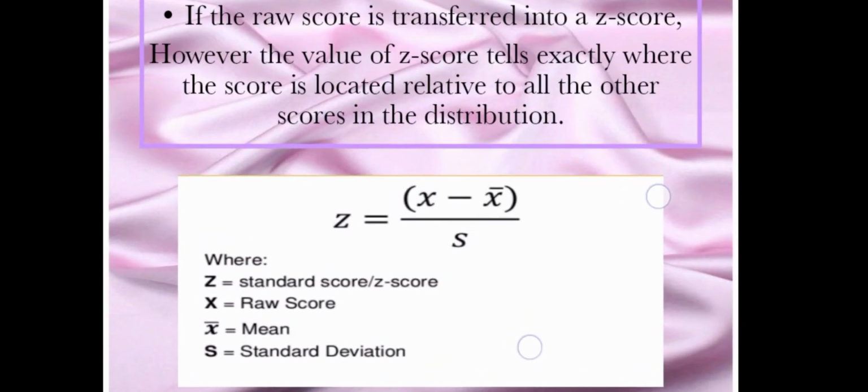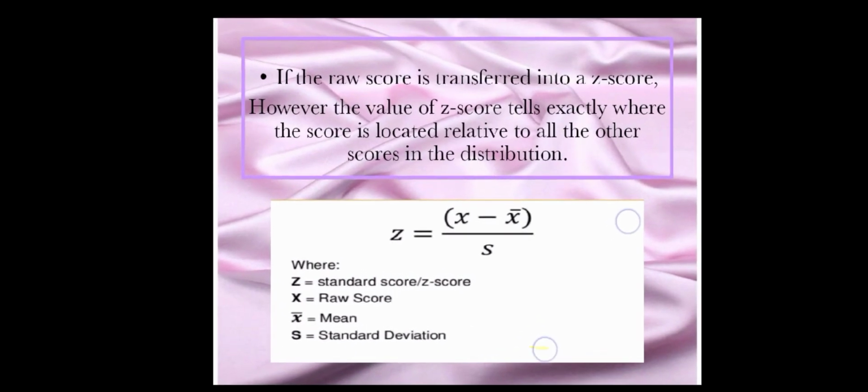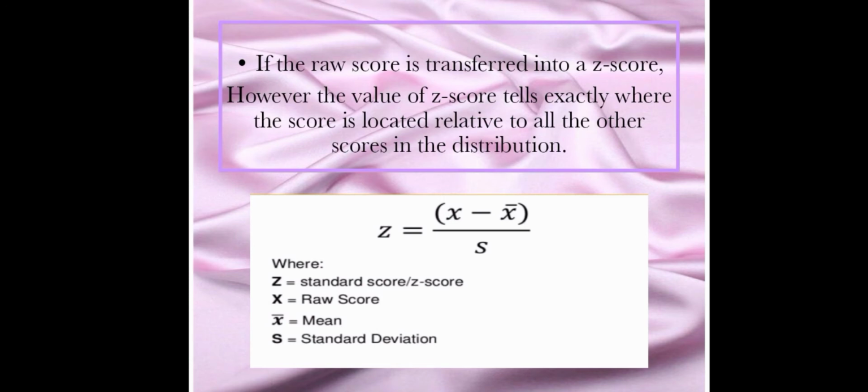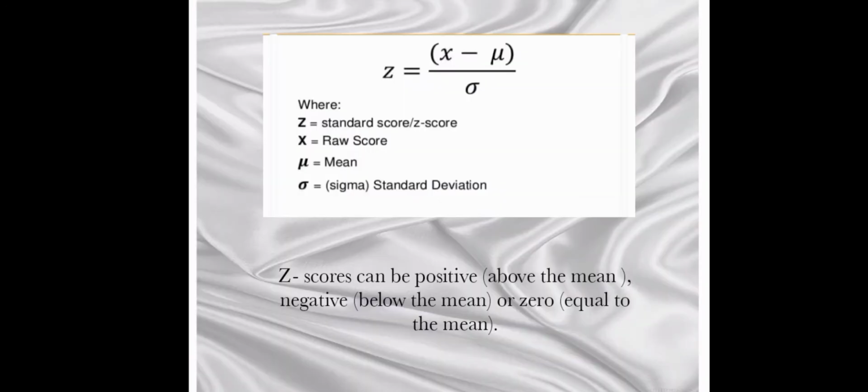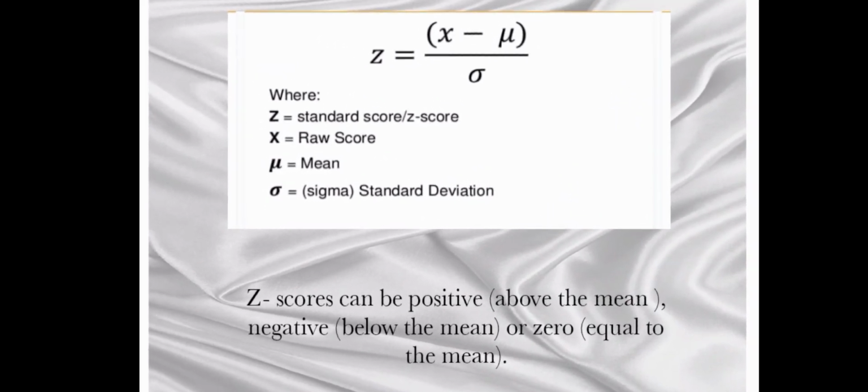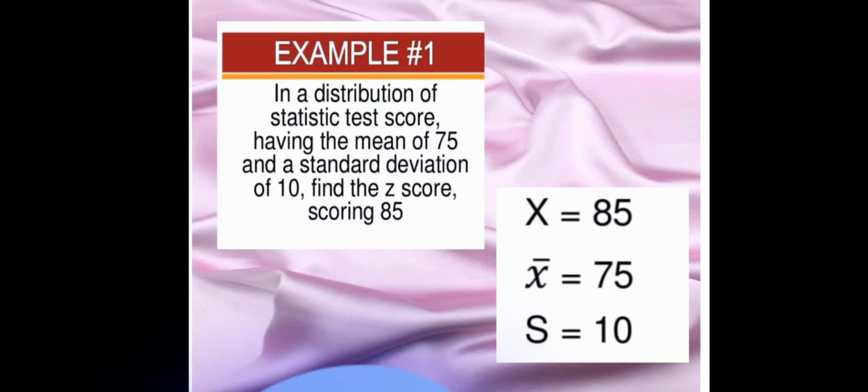So here is the formula on how to find the standard score or z-score. So this is the other formula of finding standard score. In here, there is a mean, and the sigma is the standard deviation. So z-score can be positive or above the mean, negative or below the mean, or 0 or equal to the mean. Here are some examples that I have.